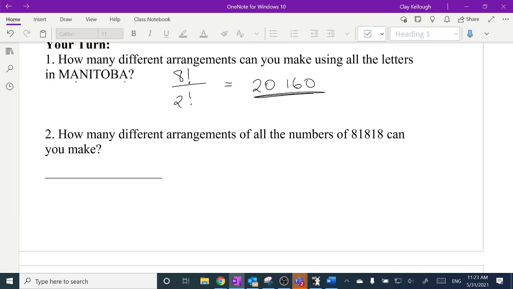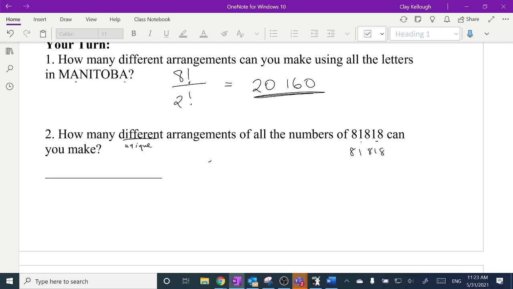How many different arrangements of all of the numbers in this could I make? I have the number 81,818. How many different arrangements of those digits could I make? And again, different means unique, so that it's actually a different number. If I just switch these two ones, that's still the number 81,818. It doesn't look like a different number, and it doesn't read like a different number. How many different numbers can I make?